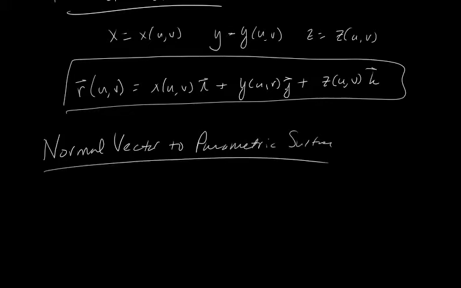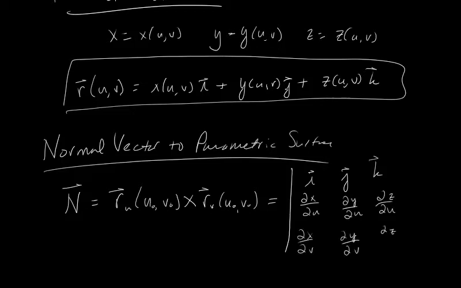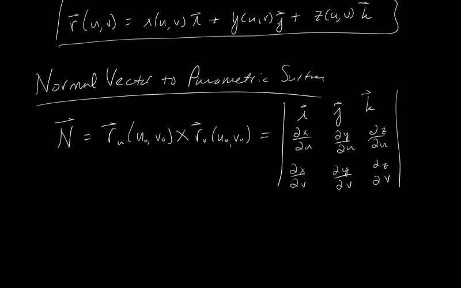Given our parametric surface r of u v, our normal vector N is equal to r sub u of u naught v naught, crossed with r sub v of u naught v naught. That's equal to the determinant of i, j, k, partial x partial u, partial y partial u, partial z partial u, and then r sub v is partial x partial v, partial y partial v, and partial z partial v. So if we need to find the normal vector to a surface, this is how we would do that.